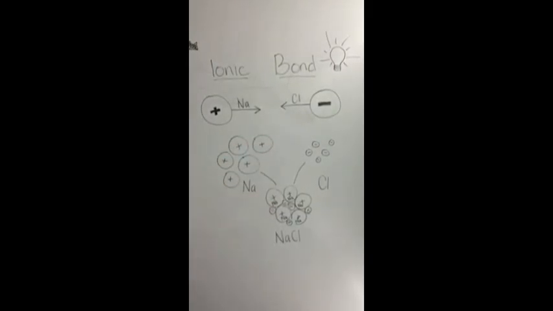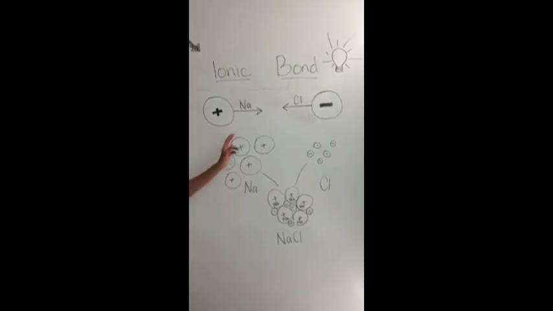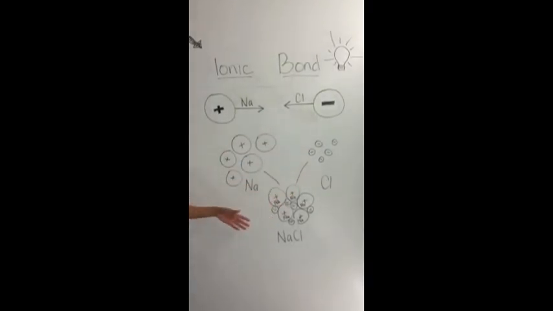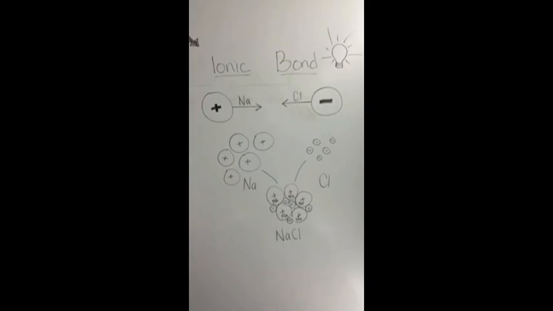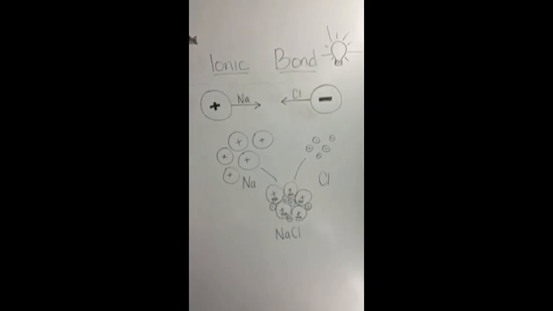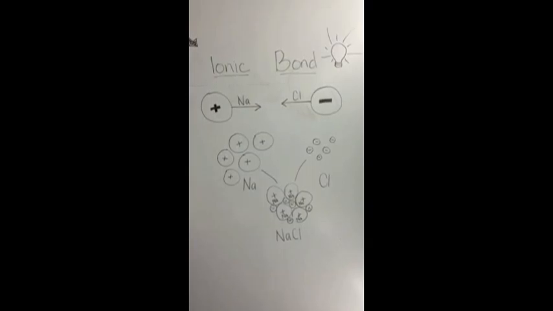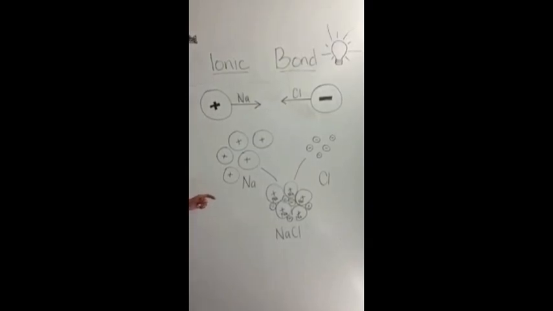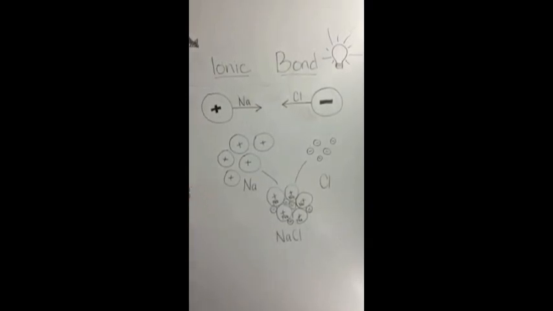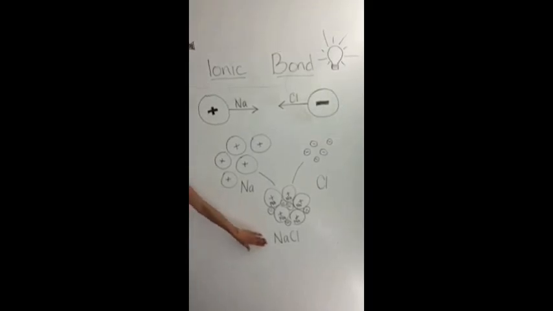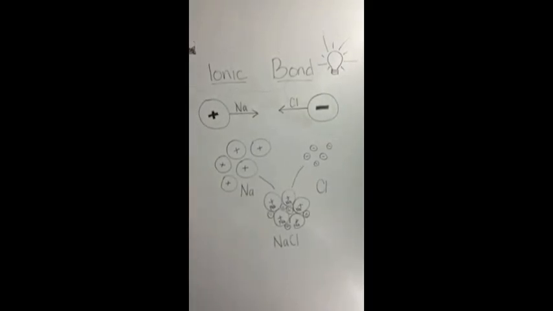The positive and negative ions arrange themselves in a regular repeating pattern such that the positive and negative attractive force is maximized and the repulsive force between the charges is minimized. The structure of the bonding pattern is rigid, strong, and always forms a solid at room temperature. Ionic bonds melt at high temperatures.